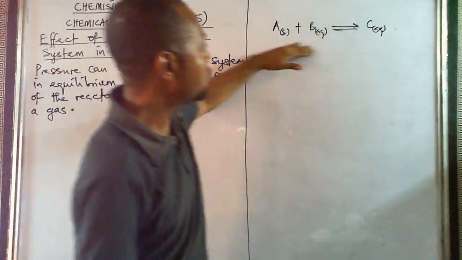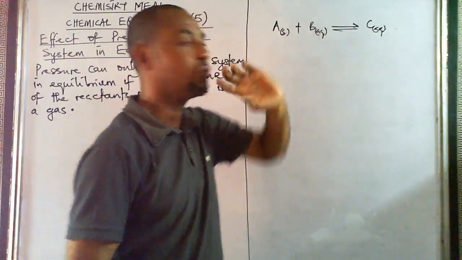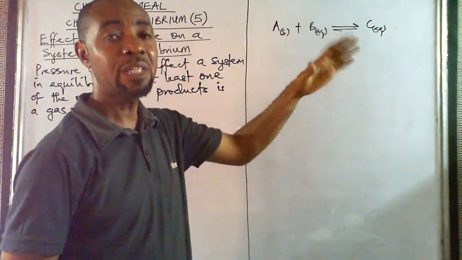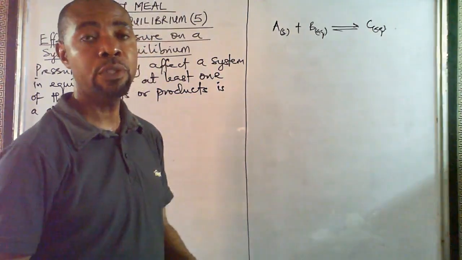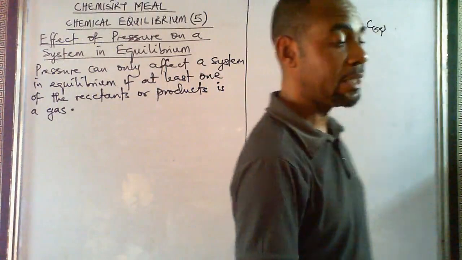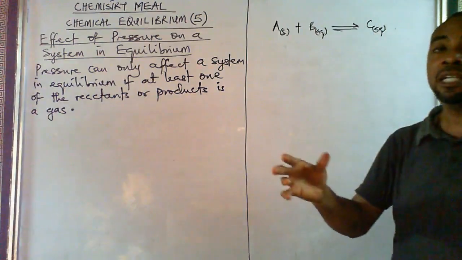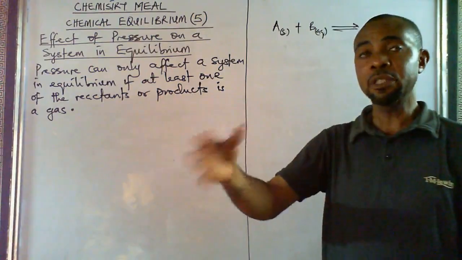Why? There is no gas here. This is solid, this is in aqueous solution, and this is in aqueous form also. So there is no effect of pressure here because we don't have gas among the species that are involved in the reaction. So now that we have made this particular statement so that you know the type of equilibrium reactions that pressure will have effect on, we can now look at the effect of pressure.